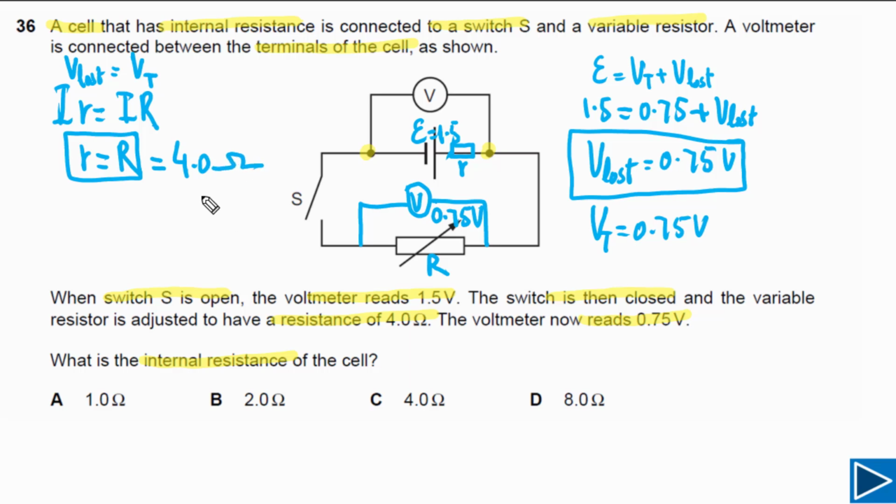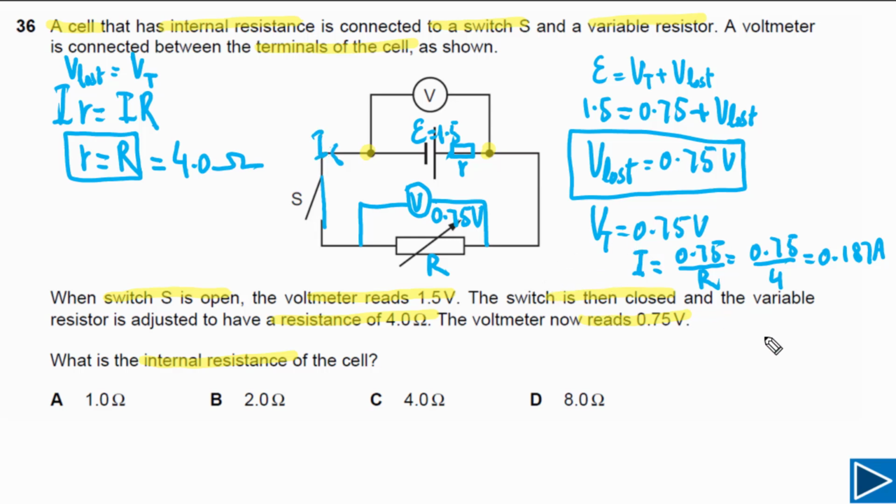So this is one way we can calculate internal resistance. Another way is, first of all, we can calculate the value of I. We have the potential difference across this external resistor, and we need to divide by its resistance, which is 4. So we divide 0.75 by 4 and the value of current will be 0.187 amps. So this is the current in the circuit when the switch is closed.